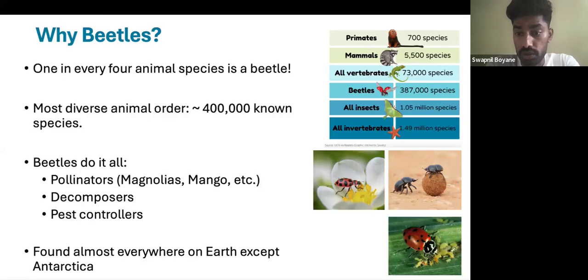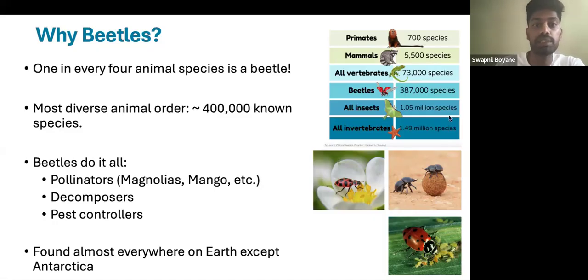Lastly, they also play a key role in pest control. Many farmers, if you have observed, use small beetles called Coccinellidae, which we commonly call ladybird beetles. They have evolved in such a way that they feed on aphids. Whenever plants in farms get affected by aphids, the main biocontrol, as we call it, is the Coccinellidae beetle. So many farmers use that to control pests.